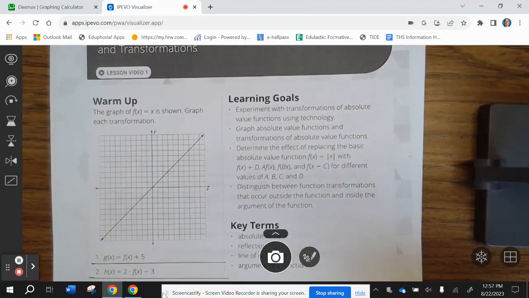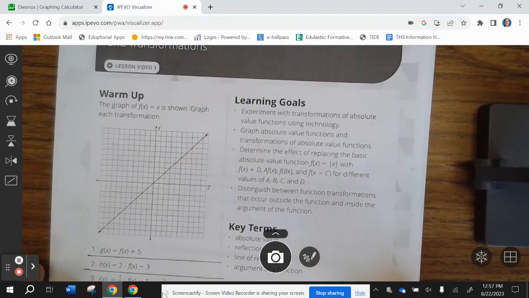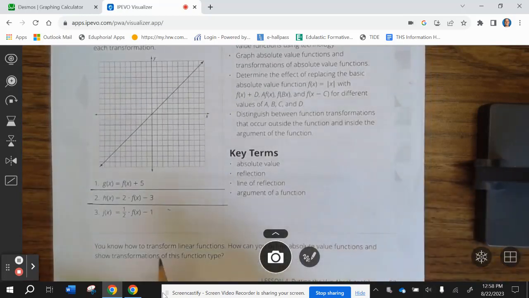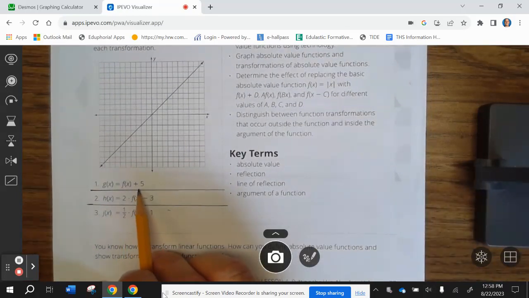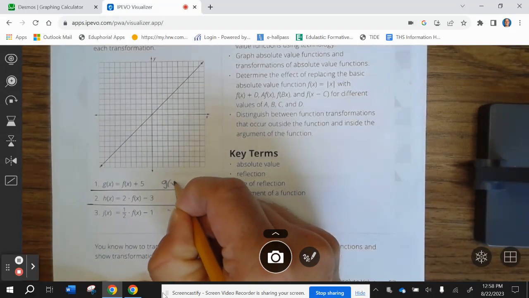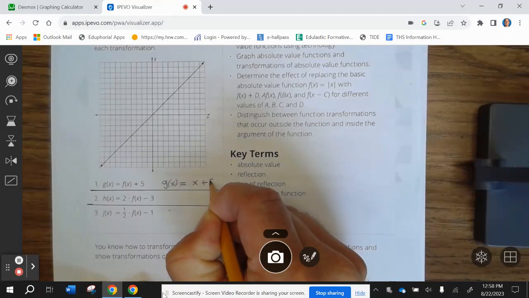All right, let's take a look at number 1. The graph of f(x) = x is shown, and then we're going to graph each transformation. So g(x) = f(x) + 5, but f(x) = x, so we can write g(x) = x + 5.